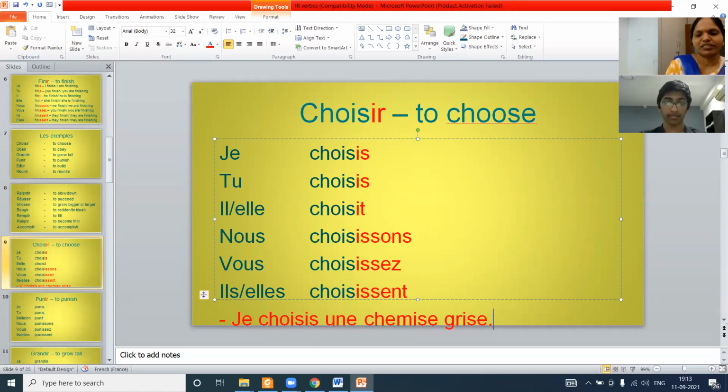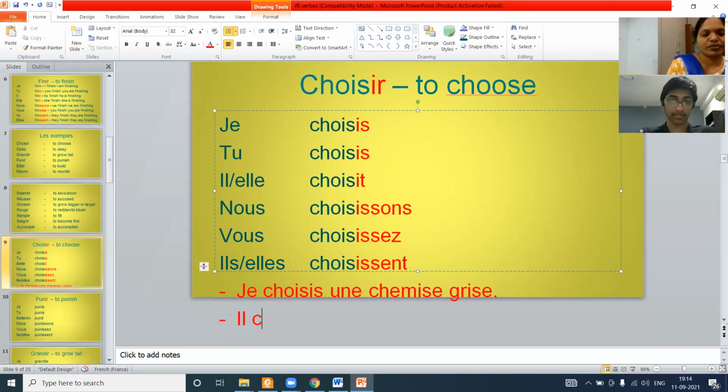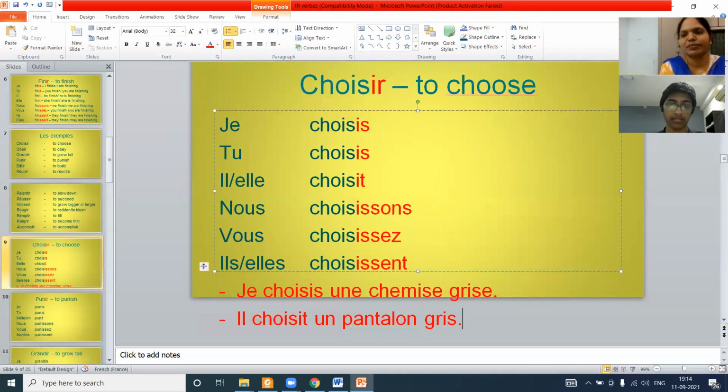So, gris, feminine. If it's masculine, it would be gris, right? Masculine is gris and feminine is grise. For example, il choisit un pantalon gris. So he is choosing a gray pant. Why gris here? Because pantalon is masculine. Chemise is feminine, that's why grise, and pantalon is masculine, so gris. D'accord? Shall we move to the next one, Smaran? Yes.